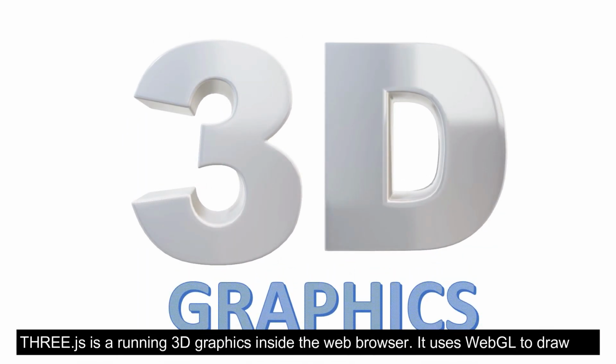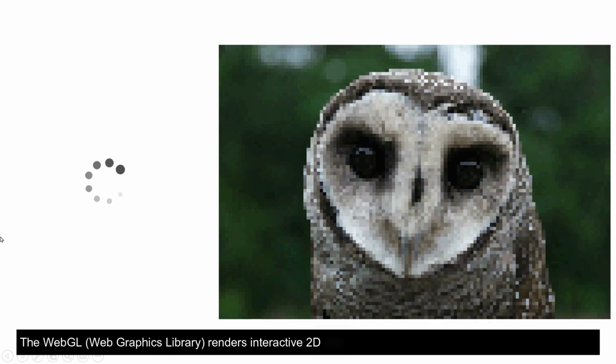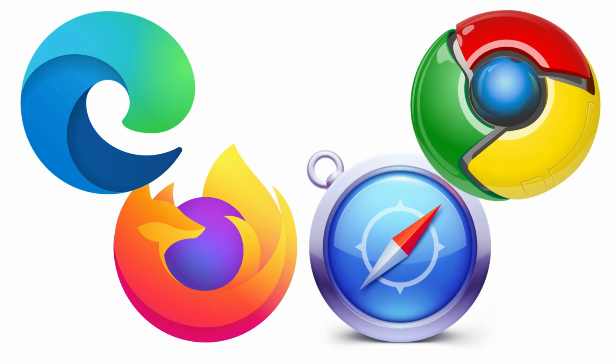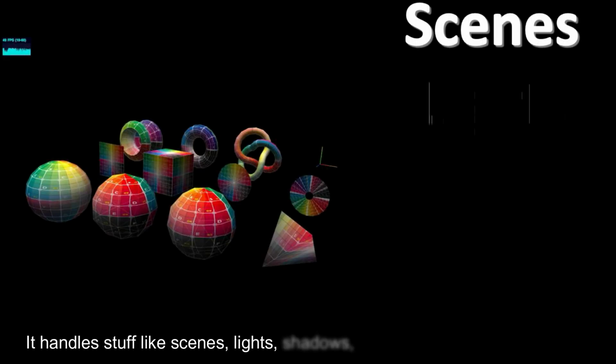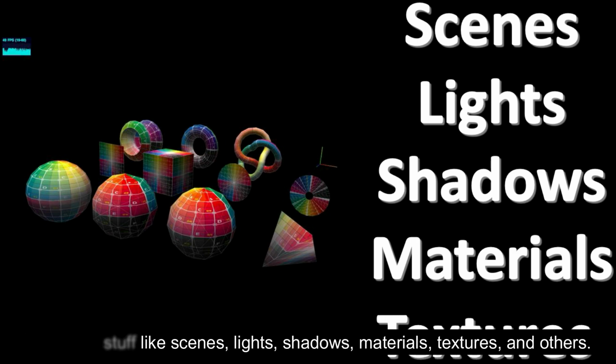Three.js runs 3D graphics inside the web browser. It uses WebGL to draw 3D. WebGL, or Web Graphics Library, renders interactive 2D and 3D graphics within any compatible web browser. It handles things like scenes, lights, shadows, materials, textures, and others. This helps other platforms, like Three.js in this case.